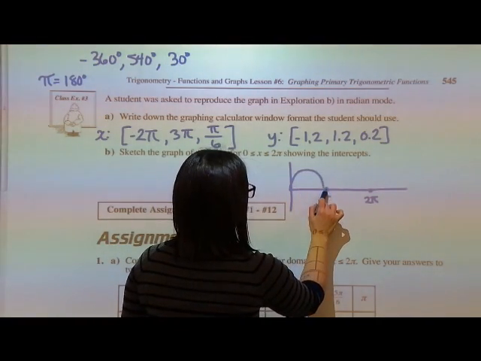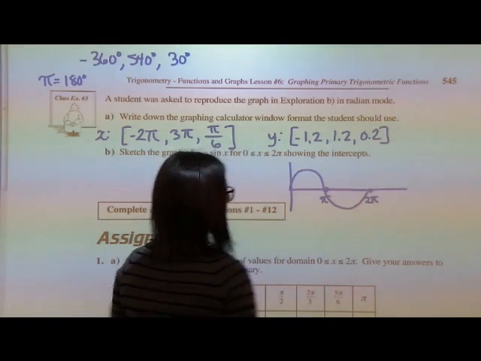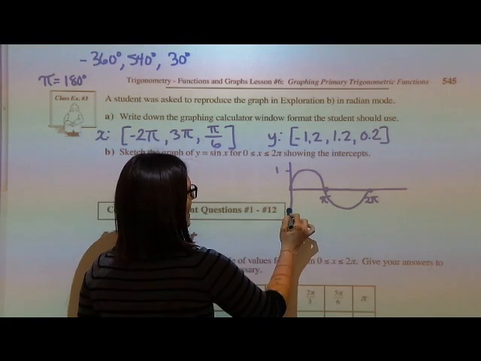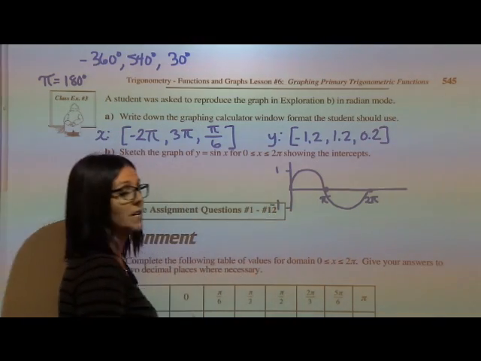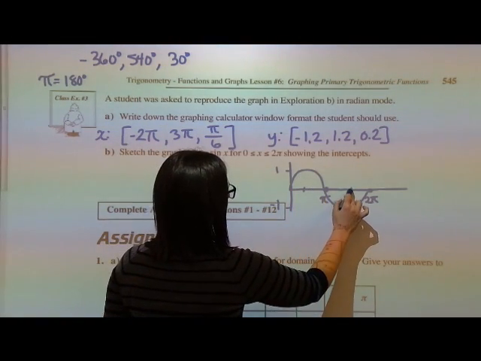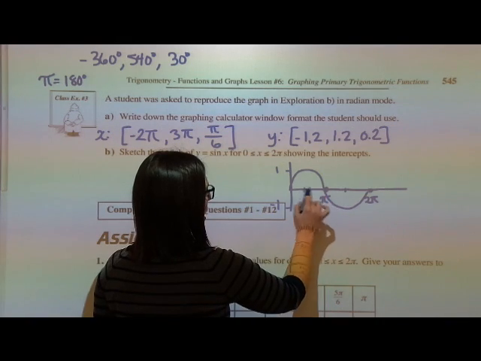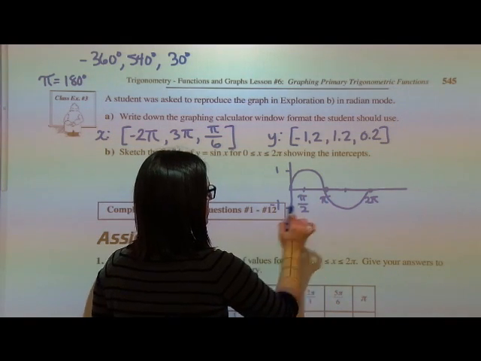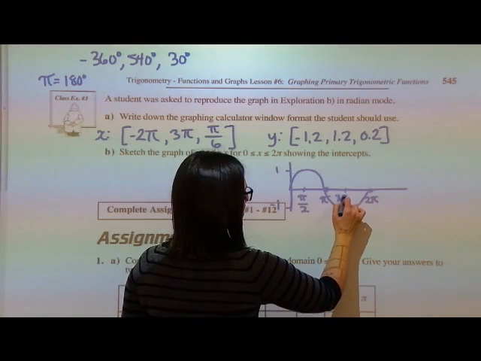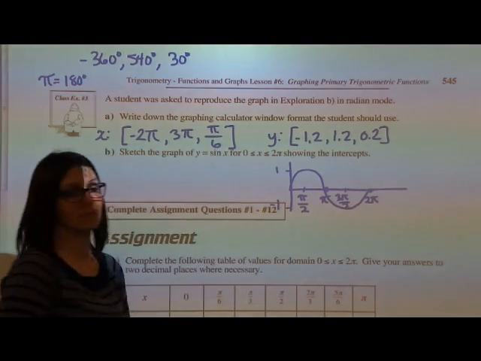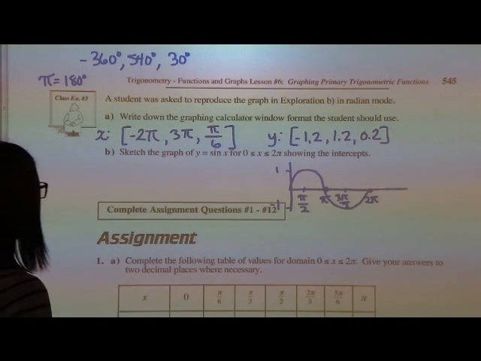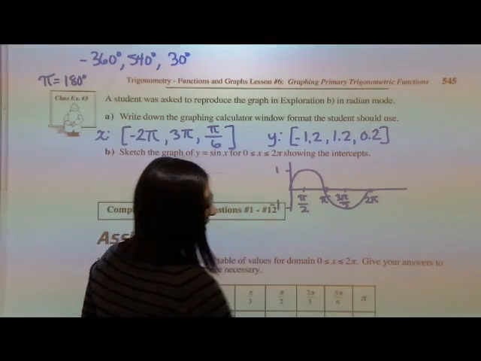Goes up, comes back, goes down, and comes back. I know that I have an amplitude of a positive 1 and a negative 1. It will not change just because I'm in radian mode. And these maximum points are halfway in between. So halfway between pi and 0 is pi over 2. Halfway between 2 pi and pi is 3/2 pi. So that would be an adequate enough sketch showing me the intercepts and showing me the general characteristics of this graph.